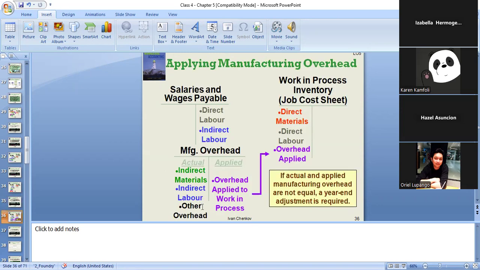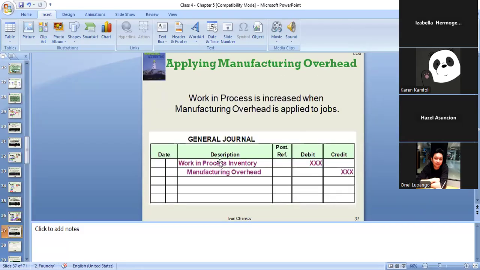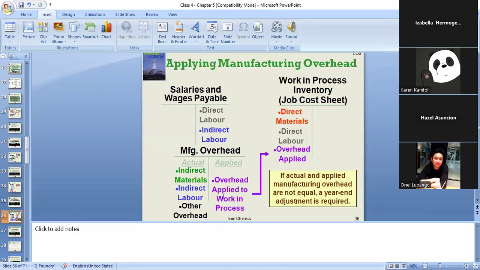So once we have the manufacturing overhead, then we're going to start applying the manufacturing overhead every time the product is produced. How are we going to apply it? As a debit work in process, credit manufacturing overhead. Same idea here. Going out from the manufacturing overhead account and going in the work in process. Going in, that means debit. Going out, credit, since those are asset accounts.